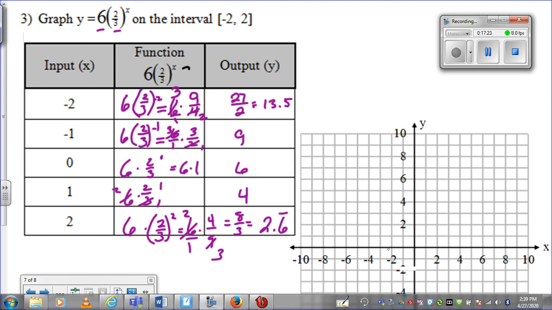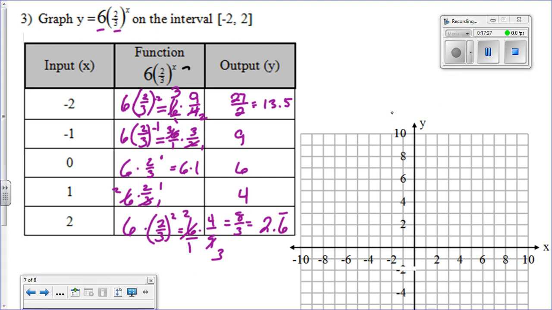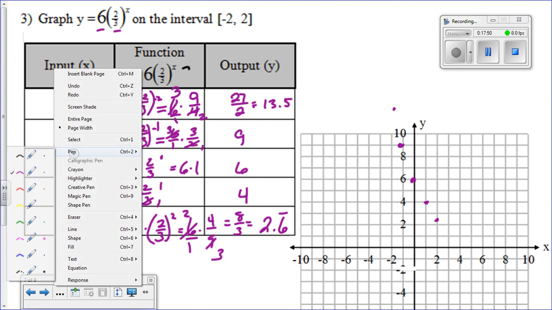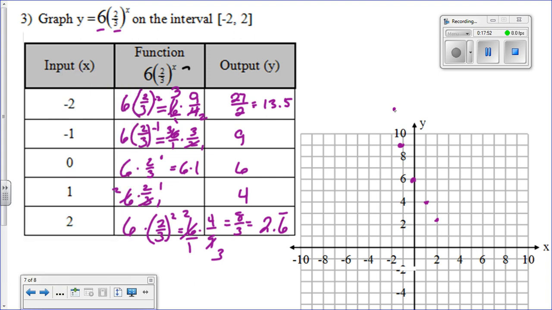So I'm going to go ahead and graph this. -2 would be 13.5, so that's up here somewhere. -1 is 9. 0 is 6. 1 is going to be 4. And 2 is going to be 2.6. So somewhere around there. Okay, I'm going to connect my dots here.